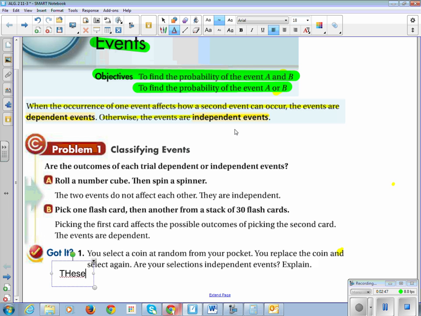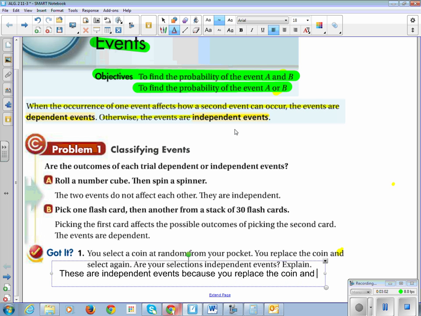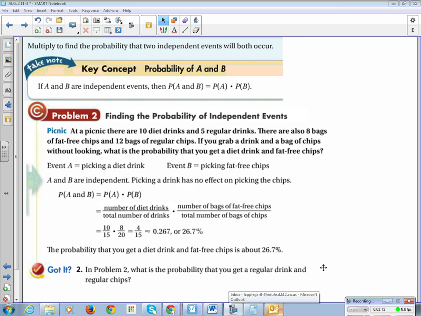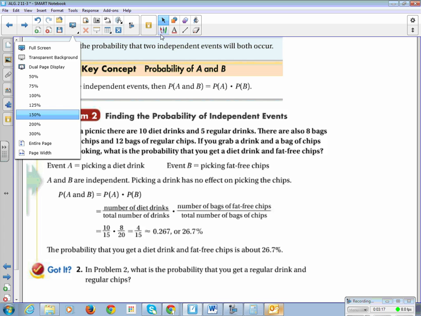Let's write in complete sentences so that we act civilized. These are independent events because you replace the coin and restart the selection process. All right, so definitely we're going to write this down.